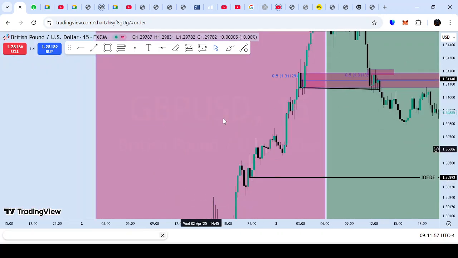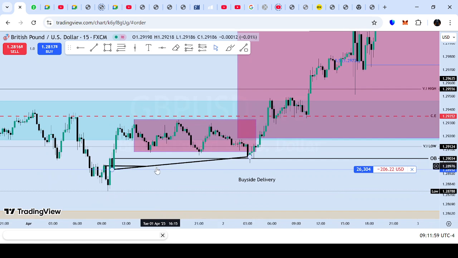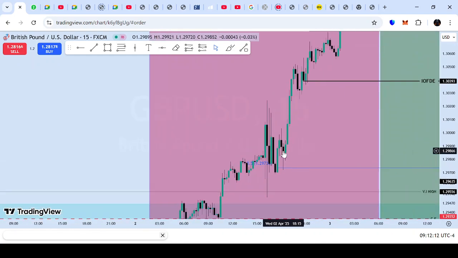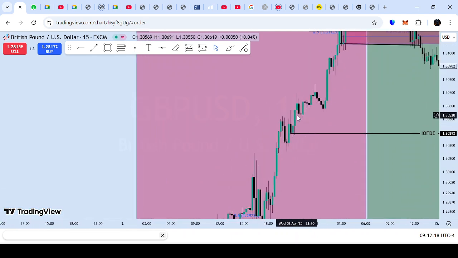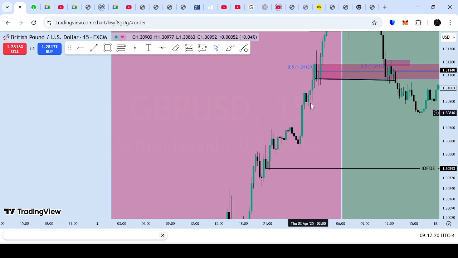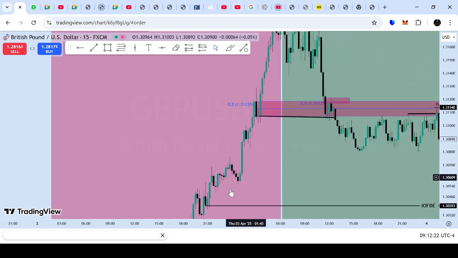Then for buy side delivery, you're looking at every last close candle of the bearish candle, last close candle of the bearish candle. You will see a kind of higher low, higher low, delivering inside an inefficiency, fair value gap, institution order flow, partial entry inside the inefficiency.